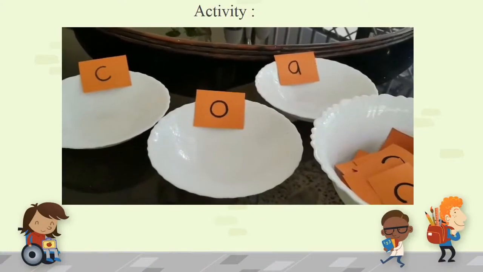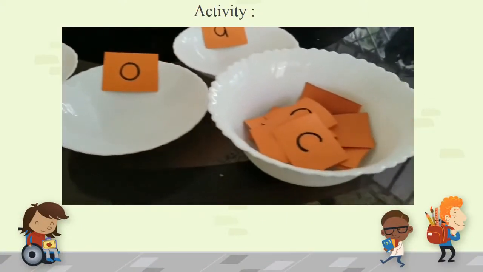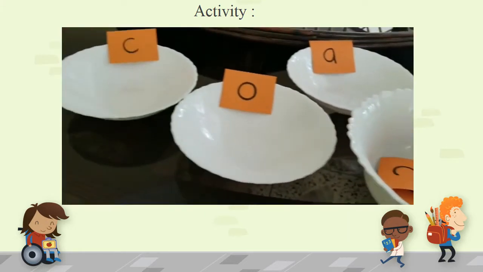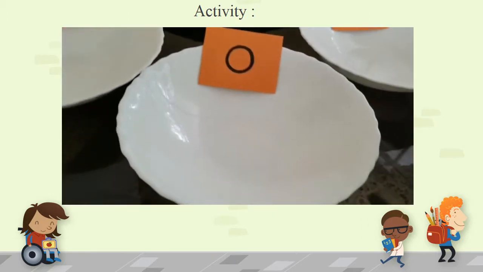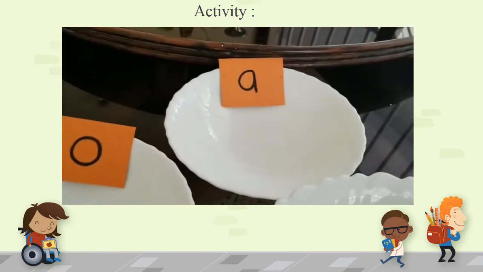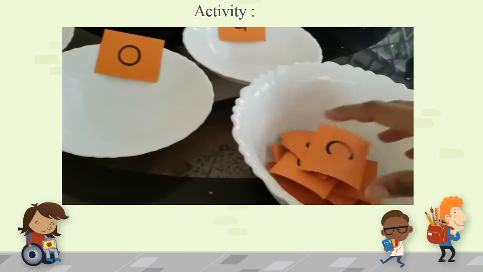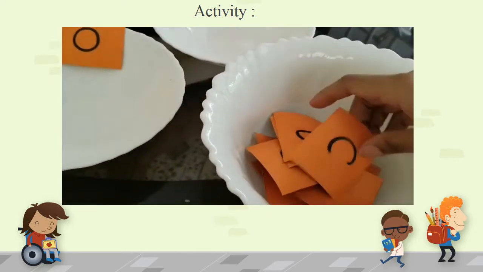Okay, now we are going to play a game. We have three small bowls and we have this big bowl which has so many cards inside. One bowl is for k, one is for o and one is for a. So now we are going to separate these sounds. Okay, now let's see which sound is this.